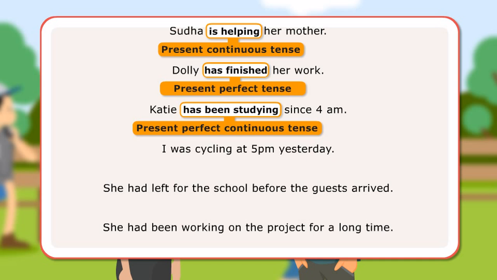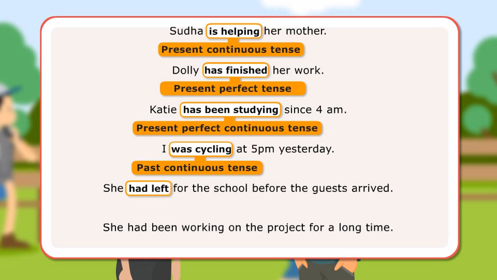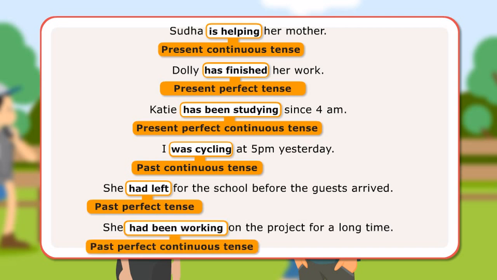In the fourth sentence, was cycling is past continuous tense since it speaks of a continuous activity that took place for some time in the past. In the fifth sentence, had left is past perfect tense as it speaks of an earlier past. In the last sentence, had been working is past perfect continuous.